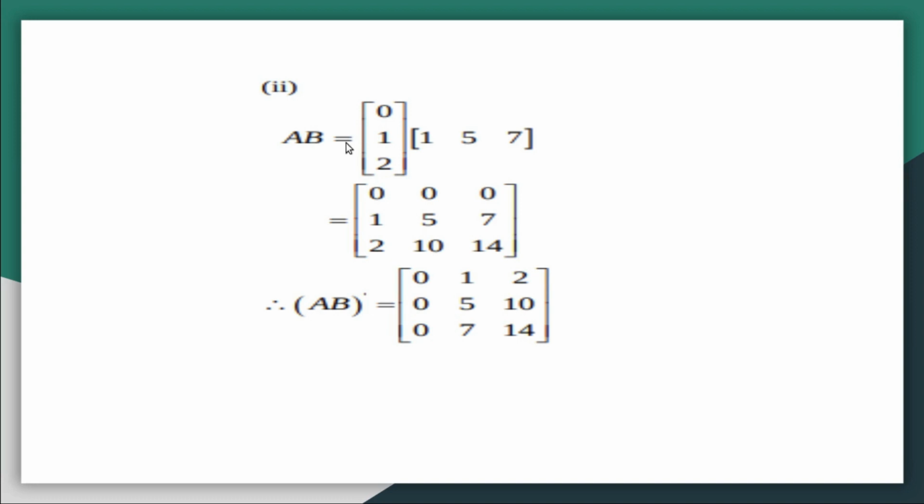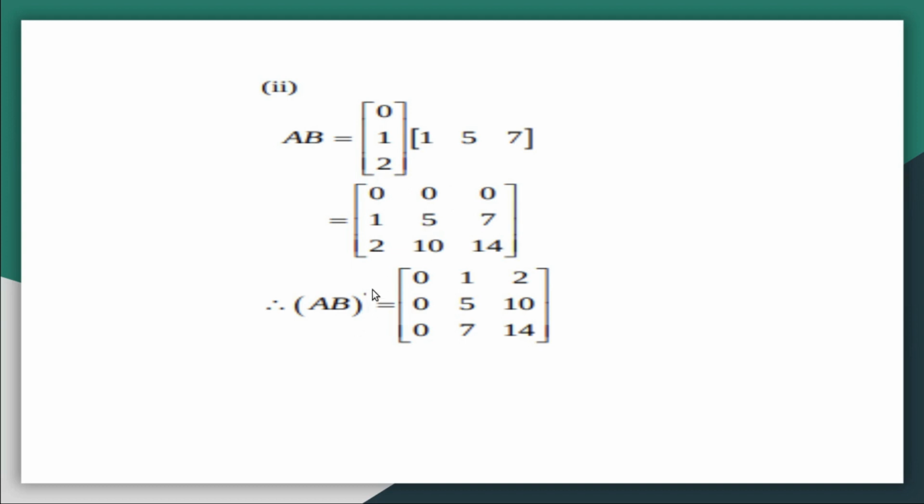Now second one, A into B. First we have to find A into B. 0, 1, 2 into matrix 1, 5, 7. 3 by 1 matrix, 1 by 3 matrix. Product is a 3 by 3 matrix. First row is 0, first column is 1, 0 into 1 is 0. First row into second column, 0 into 5, 0, 0 into 7, 0. Then take second row into first column, 1 into 1 is 1, 1 into 5 is 5, 1 into 7 is 7. Then third row, 2 into 1 is 2, 2 into 5, 10, 2 into 7, 14. So this is A into B.